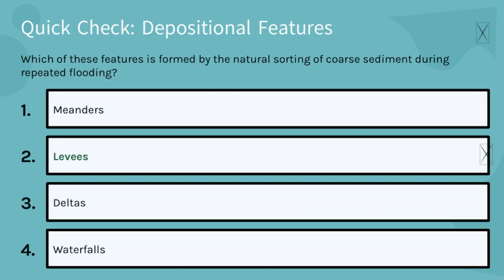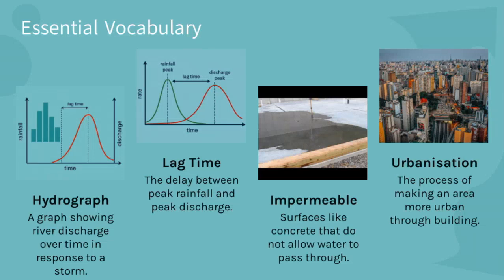Meanders are bends in the river. Deltas form at the river mouth. Waterfalls are usually found in the upper course where there is a sudden drop in the riverbed. So the key idea is this. Levees are built up by repeated flooding and sediment deposition. Now we need to cover some essential vocabulary. The first key word is hydrograph.